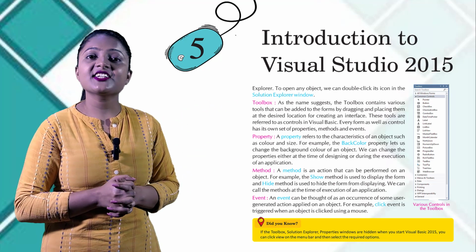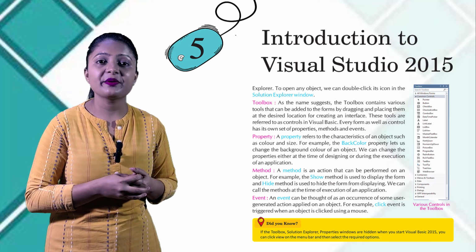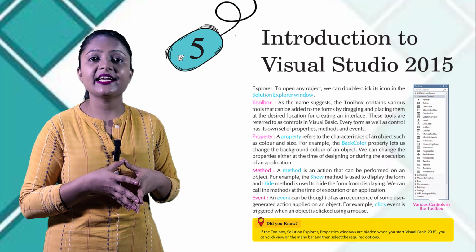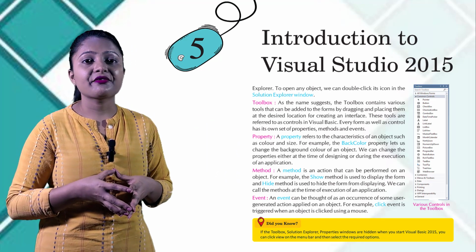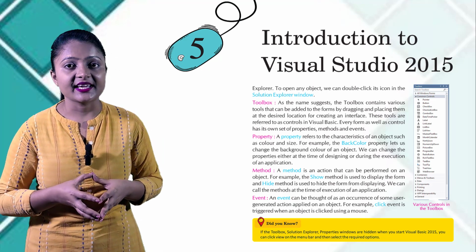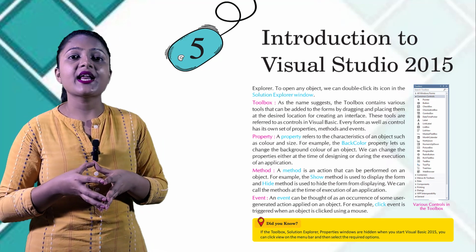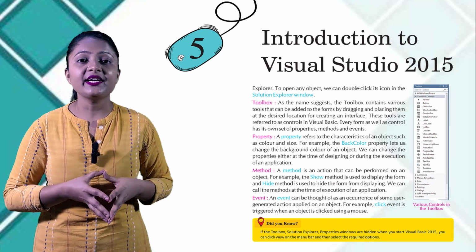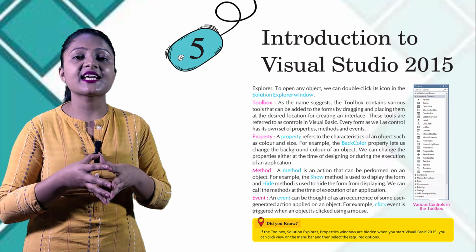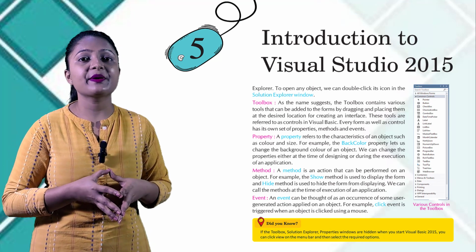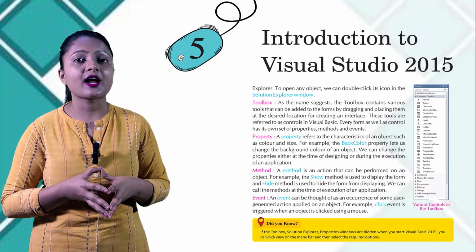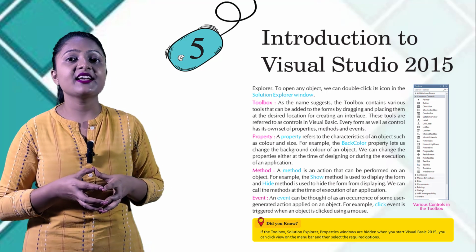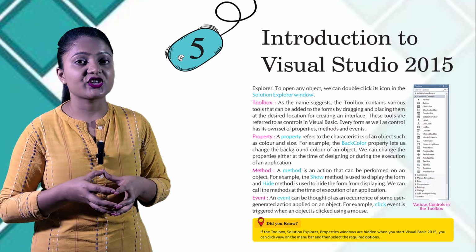Toolbox. As the name suggests, the toolbox contains various tools that can be added to the forms by dragging and placing them at the desired location for creating an interface. These tools are referred to as controls in Visual Basic. Every form as well as control has its own set of properties, methods, and events. Property. A property refers to the characteristic of an object such as color and size. For example, the back color property lets us change the background color of an object. We can change the properties either at the time of designing or during the execution of an application.